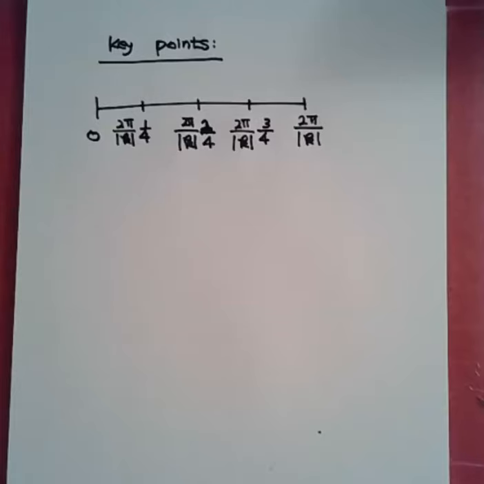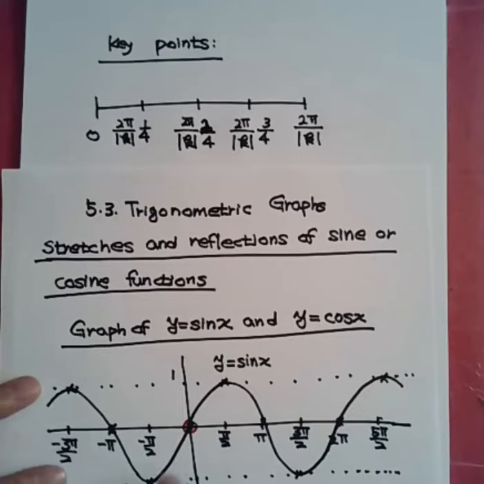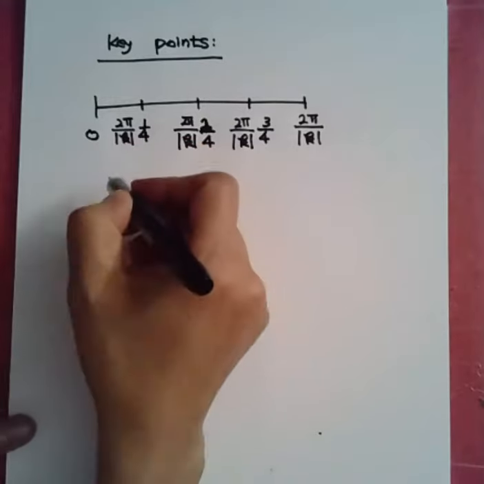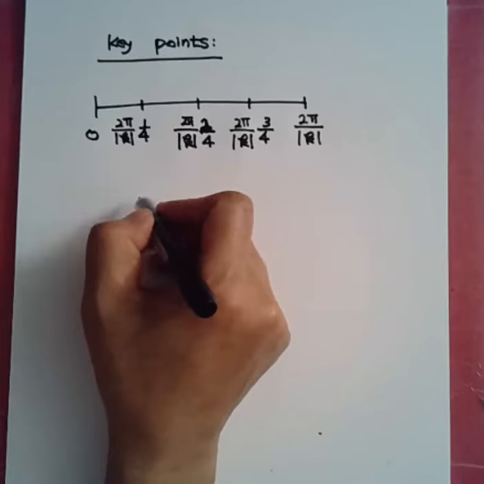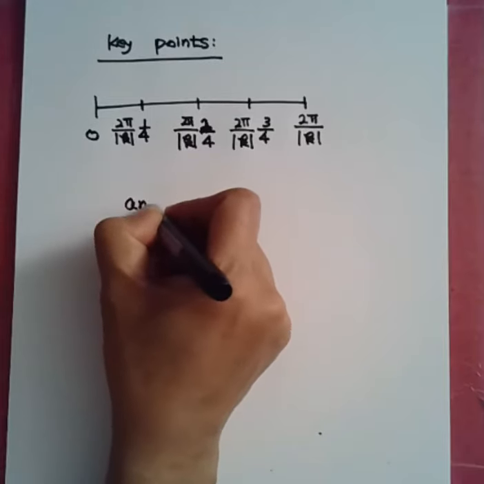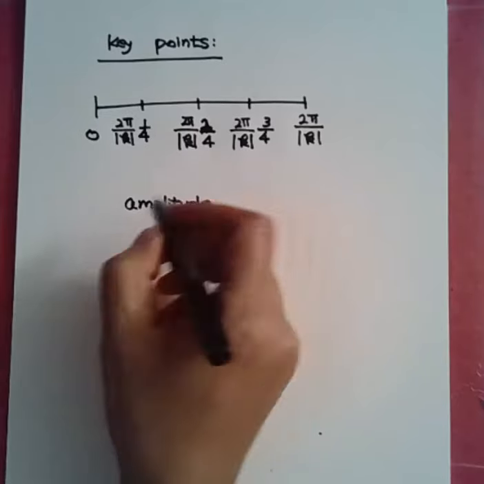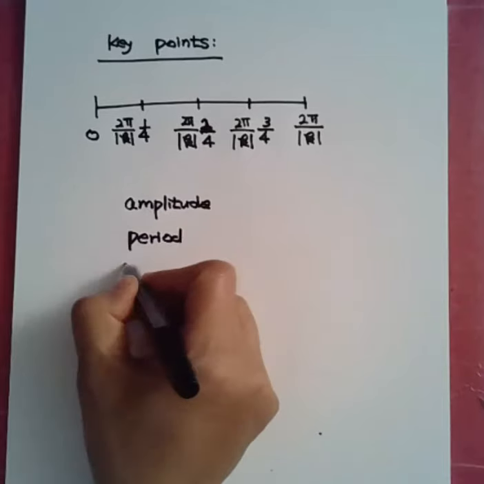The reason the key points are important is that whenever the graph passes a key point, it becomes either 0, maximum, or minimum. When you graph, the very important ingredients you have to consider will be amplitude, and period, and key points.